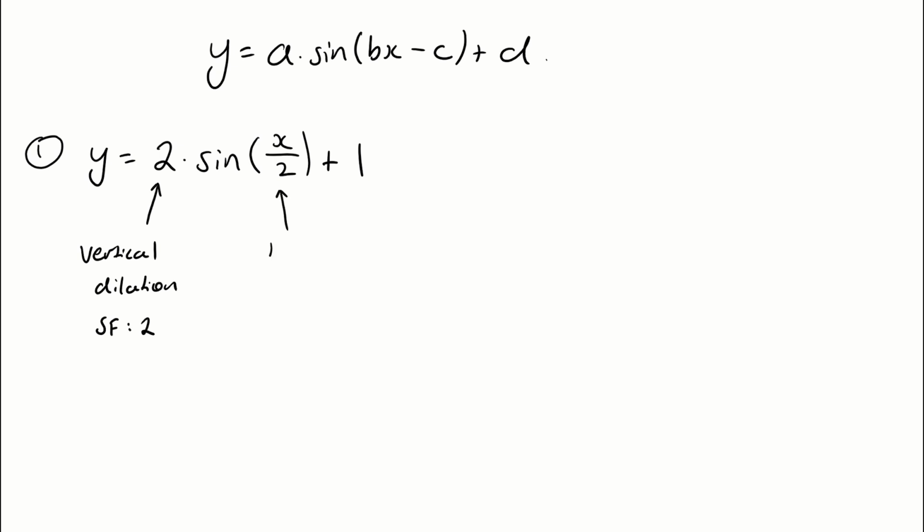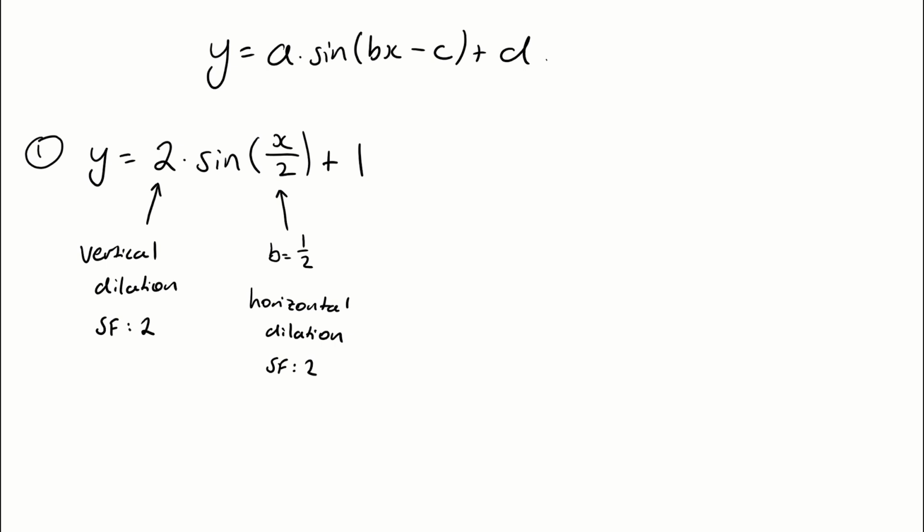Here, my B is actually equal to 1/2. So I see that I've actually got a horizontal dilation. So this isn't a compression anymore. I'm no longer compressing this thing like a slinky. I'm now kind of stretching it out. So a horizontal dilation of a scale factor of 2, if you like. So I'm doubling its width.